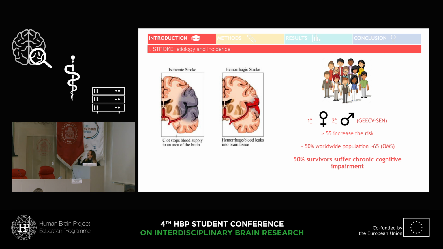The World Health Organization estimates that around 50% of the people over 65 years old will suffer a stroke. And for me as a psychologist, the most important data is that 50% of survivors suffer chronic cognitive impairment. So here is where I can do something in this illness.